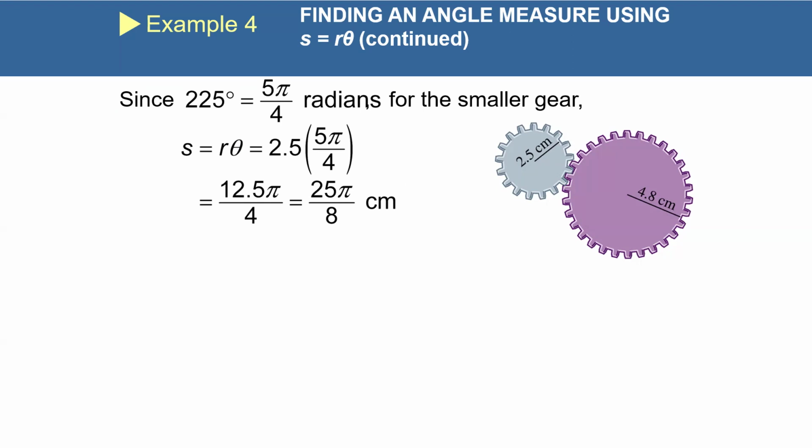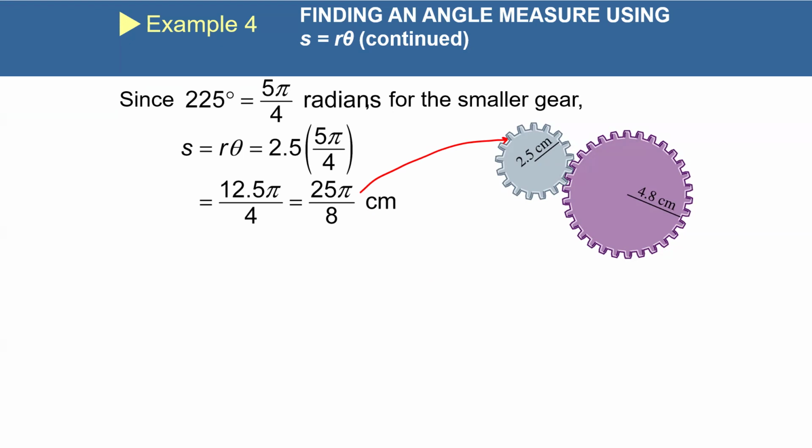In trig, especially, you want to avoid rounding until the very, very end. So for the little one, we know that this applies to this. Its arc length, because of its rotation, is going to be 25 pi over 8 centimeters per second.